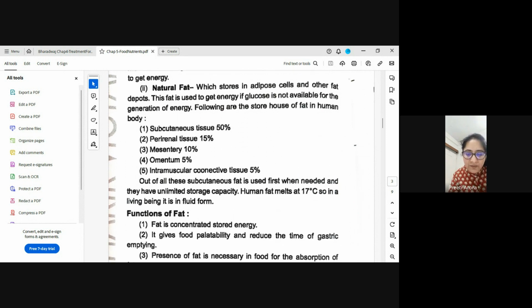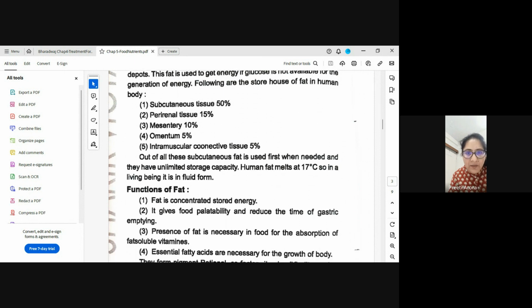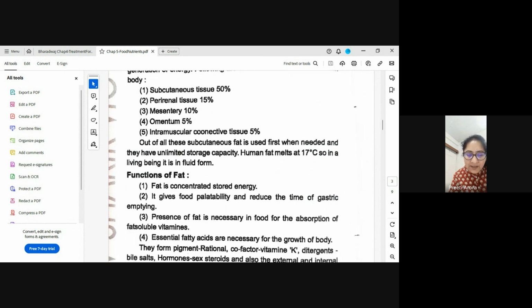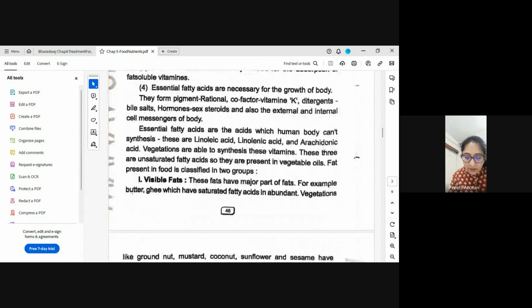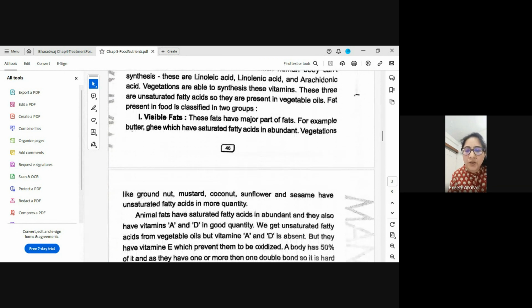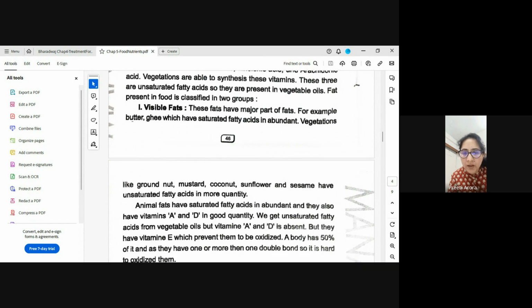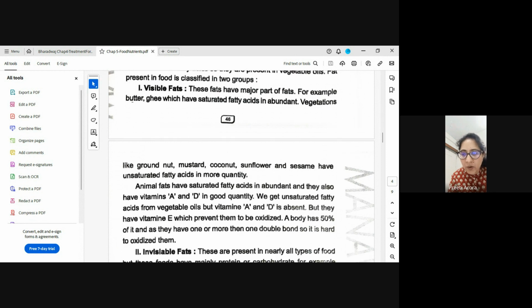The fat present in food is classified into two groups, the visible fat and the invisible fat. Now this is very clear from the name. Visible fat, as the name implies, can be easily seen and identified by you. For example, the fat that you have in butter, in ghee, in your groundnut, mustard, sesame oils, okay? And this is the visible fat. Now this visible fat is also of two types, saturated fat and unsaturated fat. Now saturated fat is that fat which is solid at room temperature, like butter and ghee. And then the unsaturated fat is that fat which is liquid at room temperature. Your vegetable oils, like mustard oil, sesame oil, groundnut oil, all these are unsaturated fats.